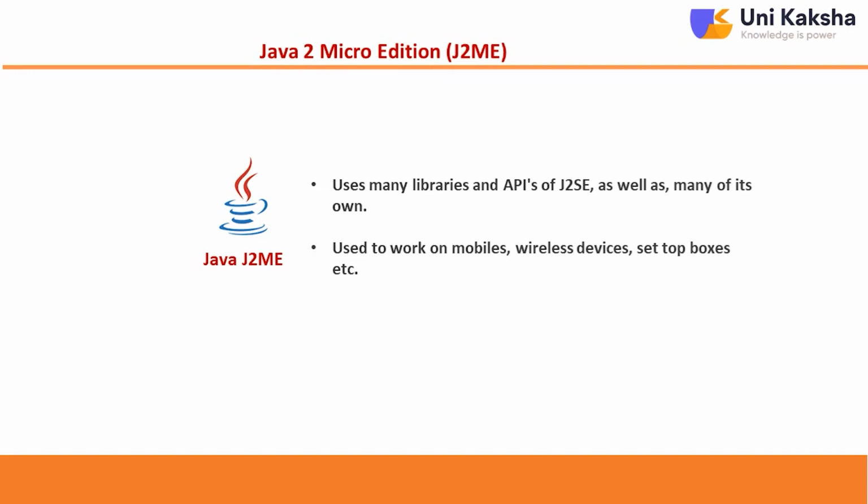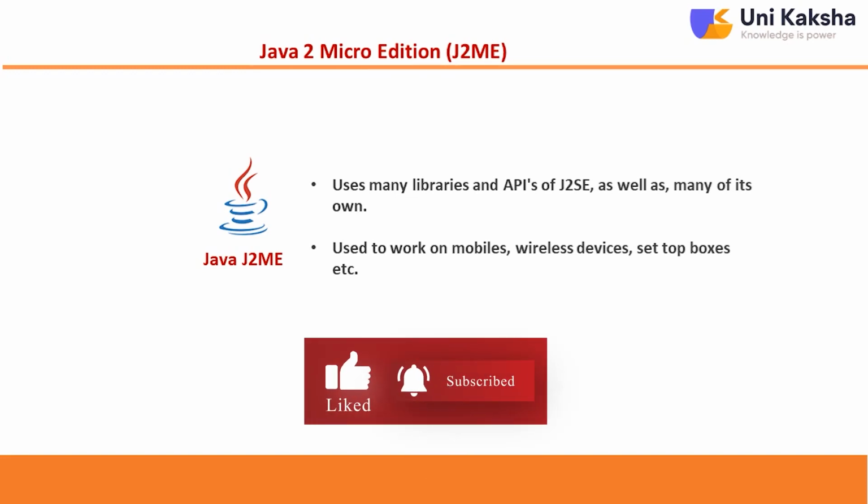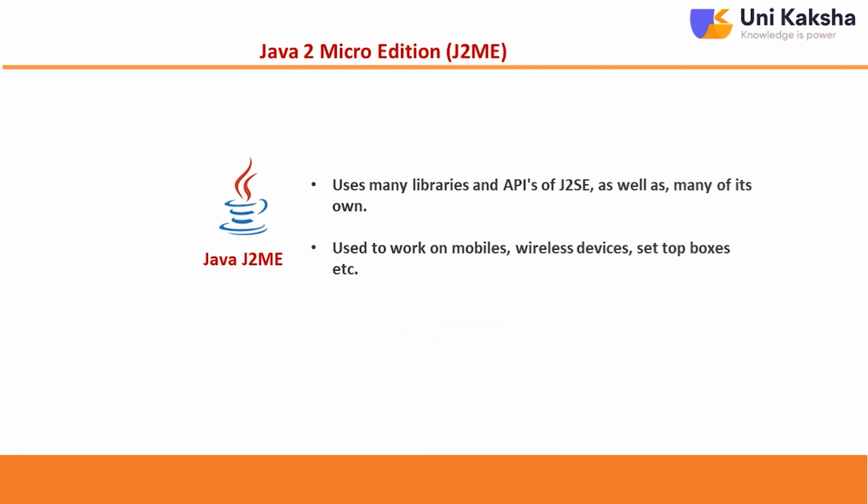The third category is Java Platform Micro Edition, that is J2ME. J2ME uses many libraries and APIs of J2SE, and also it provides its own libraries as well. Basically, J2ME is used to work with mobiles, wireless devices, set-top boxes, etc. So these were the three different categories of Java editions.